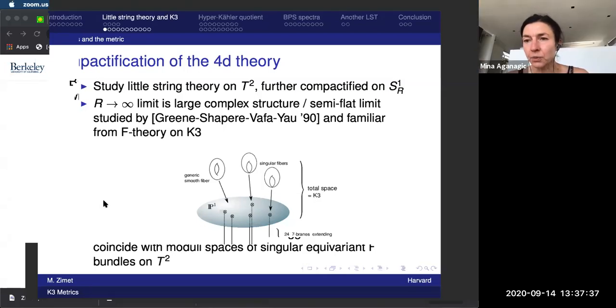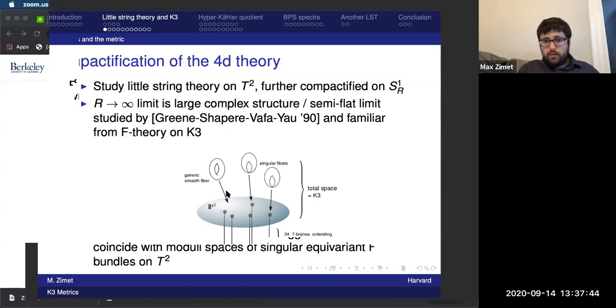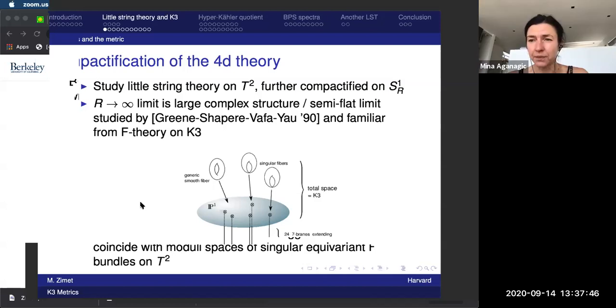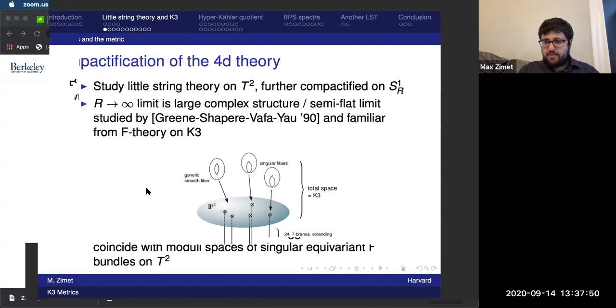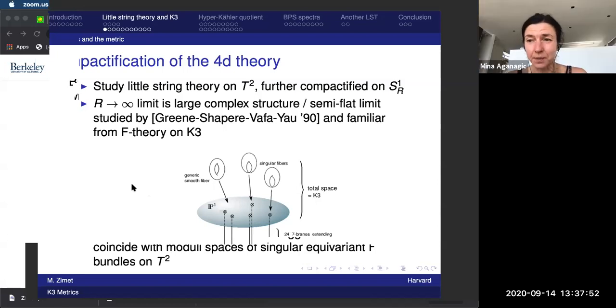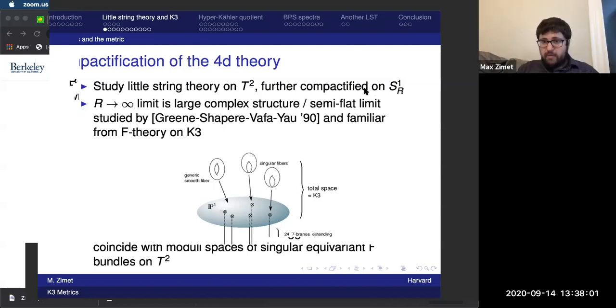Wait, I thought you wanted K3 in type 2 string theory, not in F theory. So why don't we go down further on more circles? Yeah, good. I mean, F theory doesn't see the fiber, right? The fiber just keeps track of the complex structure. It doesn't see the volume of the fiber. So how are we going to get a metric on the entire K3 from only that? That's right. So that's where compactifying on this extra circle comes from.